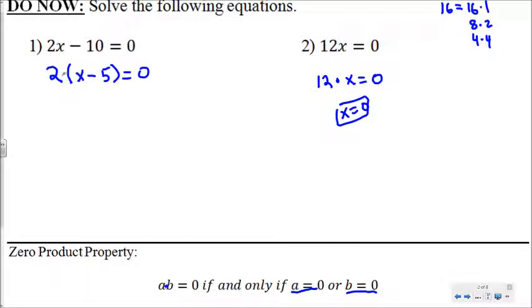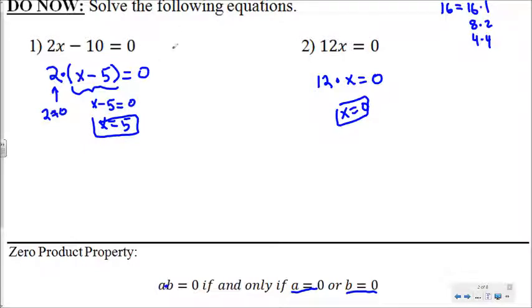Well, that means that either one of these two factors must be 0. And since 2 doesn't equal 0, it must be the case that x minus 5 is equal to 0, its other factor. Therefore, x will have to be 5. So those are two ways of solving linear equations.